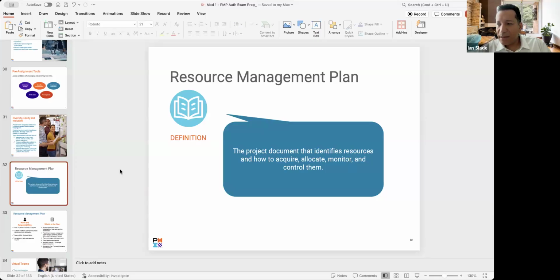Does anyone remember the document that has the names of the stakeholders?